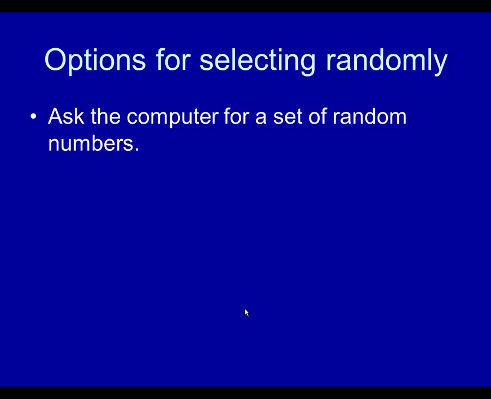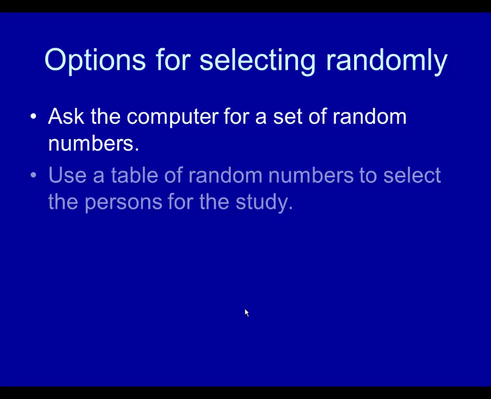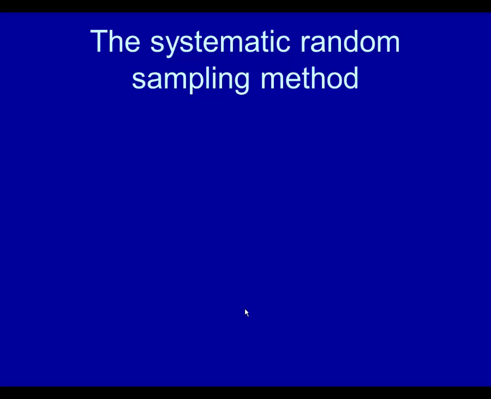So options for doing this randomly: ask the computer for a set of random numbers. You can use a table of random numbers from a research textbook to select the number of the person. You can number everybody and then select numbers at random and go back and then select those particular persons. The systematic random sampling method is one way that I often use. It's a fairly simple thing to do.